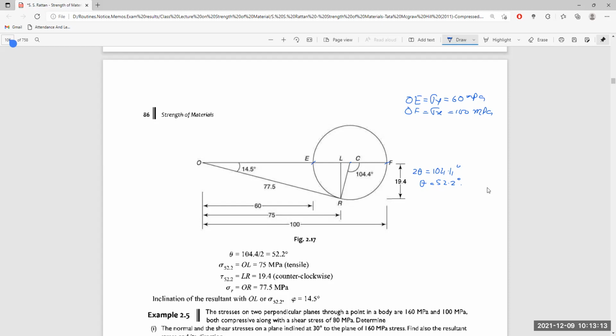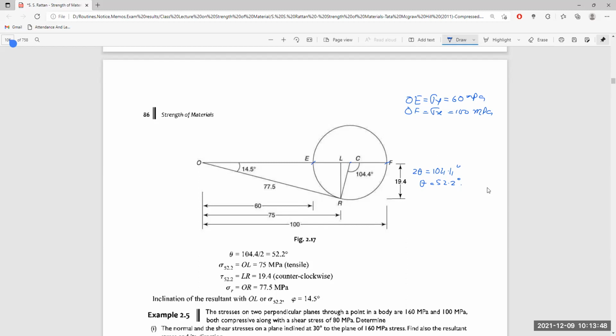And from the origin, we draw a tangent to the Mohr circle in the positive direction. This tangent will touch the Mohr circle at the point R. And if we drop a vertical RL from the point R, which intersects the x-axis at L, then our maximum tensile stress will be OL on the oblique plane, and the maximum shear stress will be LR on the same oblique plane.